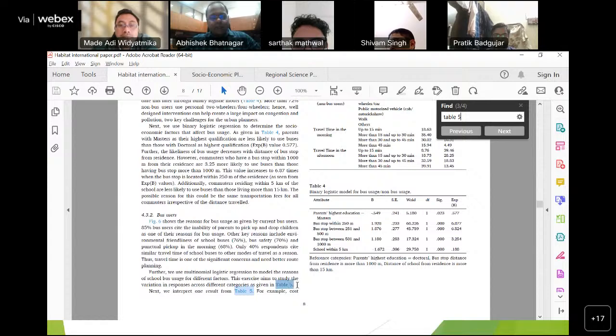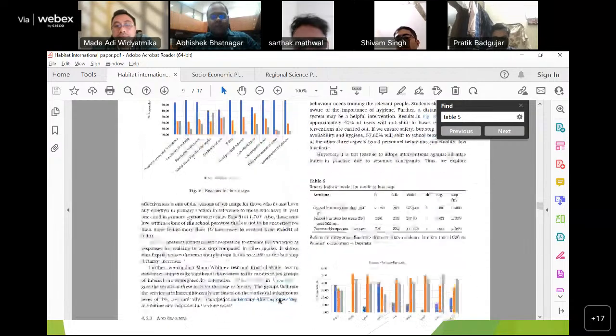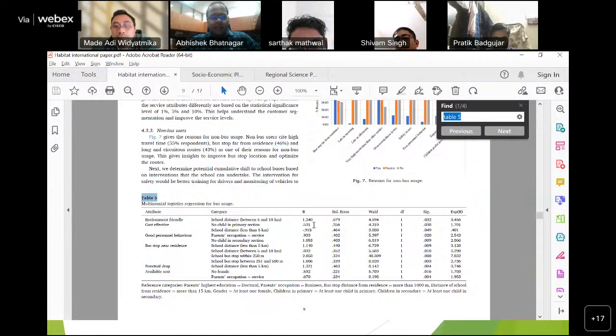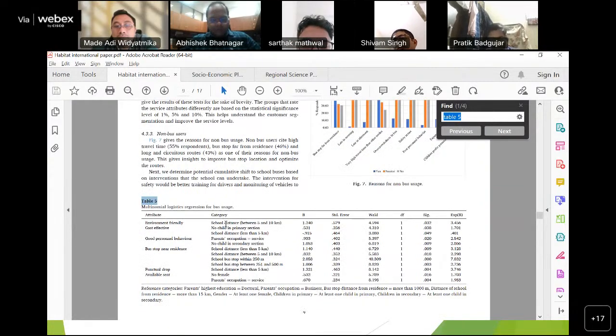So we have explained this in table 5. Next we interpret one result from table 5, because table 5 is quite big. I can't explain each and every result, right? There are around 10, 12 rows. So I just explained one figure, and other results can be interpreted in a similar manner.